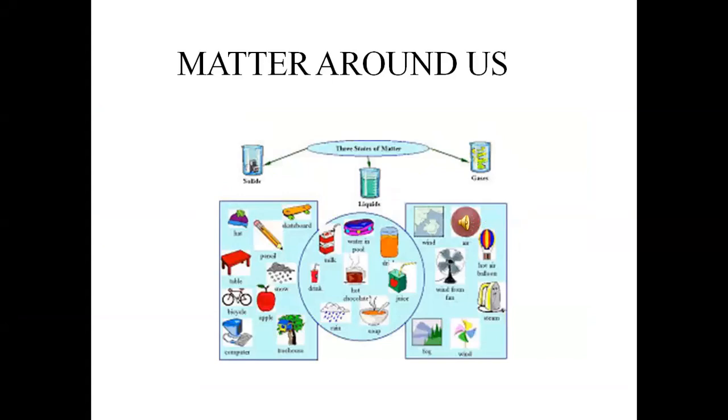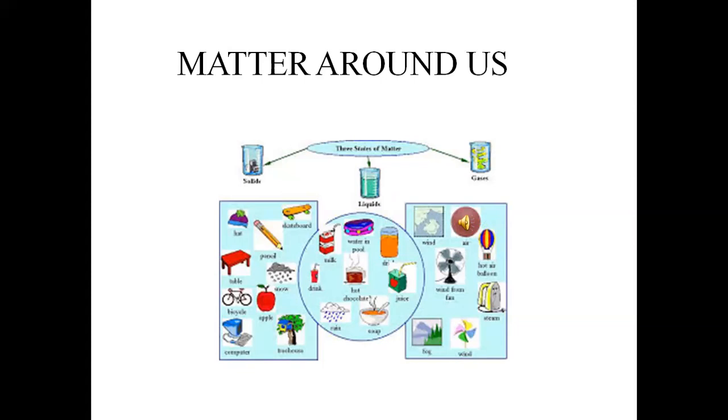Before I start, let me ask some questions. What are the things around you? Do any things occupy space or have mass? See the pictures. There are three states of matter here: solids, liquids and gases. What are the solid things here? Pencil, table, bicycle, apple, etc.